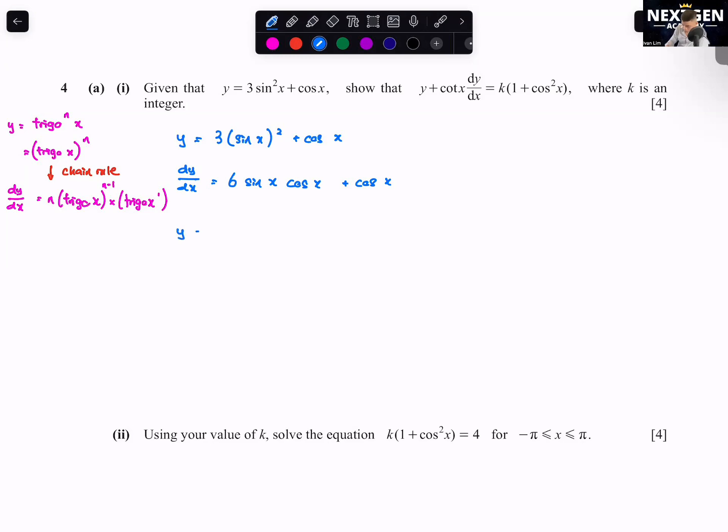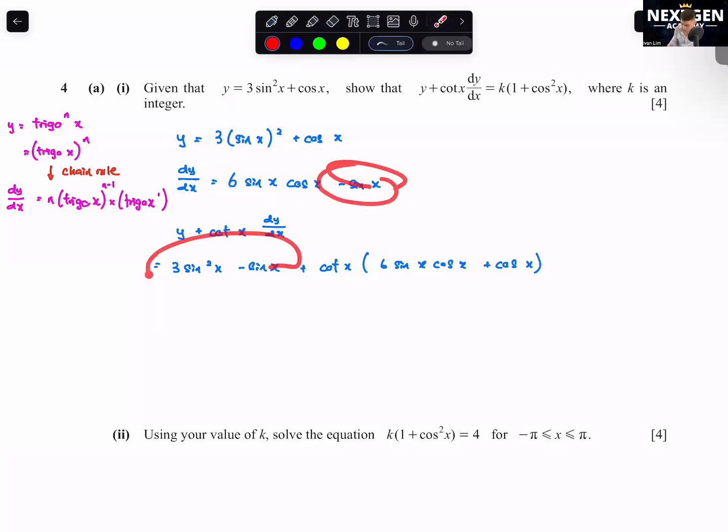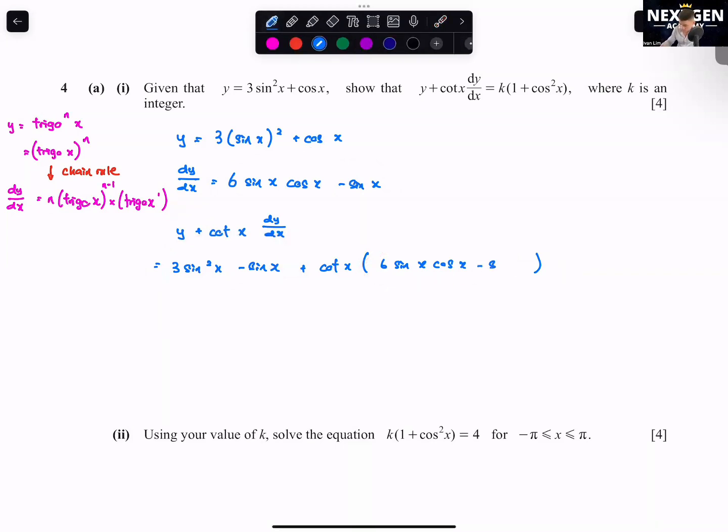Okay, now let's substitute into the equation that they give in the question. Cot x dy over dx. Okay, so 3 sine square x plus cos x plus cot x, cotangent x, 6 sine x cos x plus cos x. Okay, yeah, sorry, teacher writing all wrong already. I'm copying wrong answer. My bad. Okay, repeat again. Dy over dx is 6 sine x cos x minus sine x. 6 sine x cos x minus sine x.